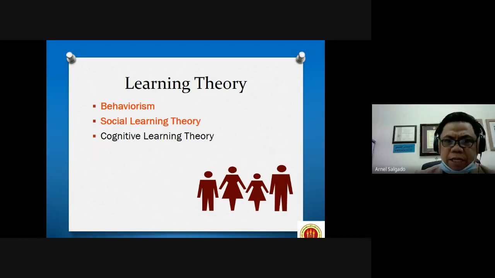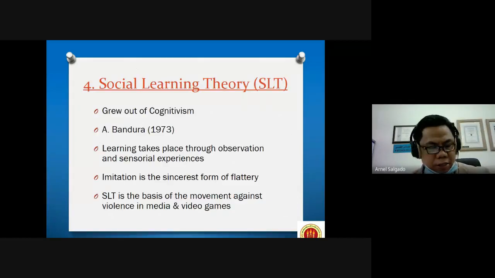Yes. Moving forward. Let's proceed now to understanding social learning theory, as I mentioned to you earlier. This is an offshoot of cognitivism. This time, we are looking for the output, but at the same time, it is going to look into group output. It grew out of cognitivism.